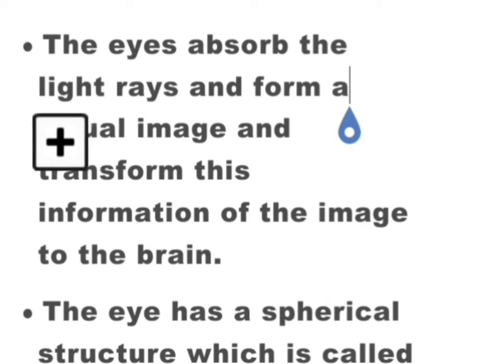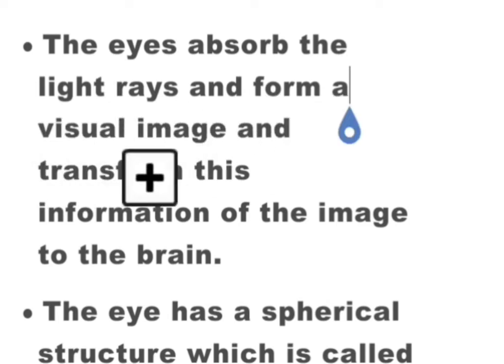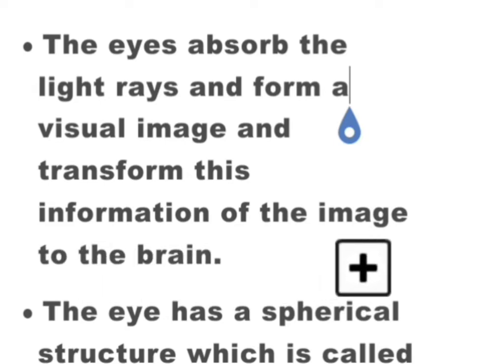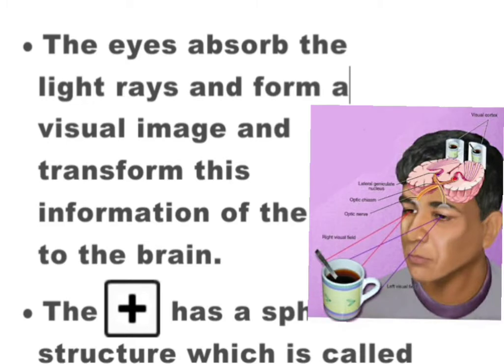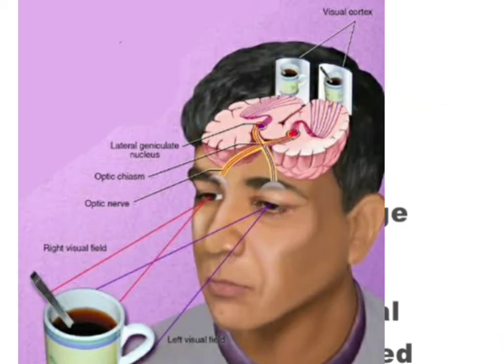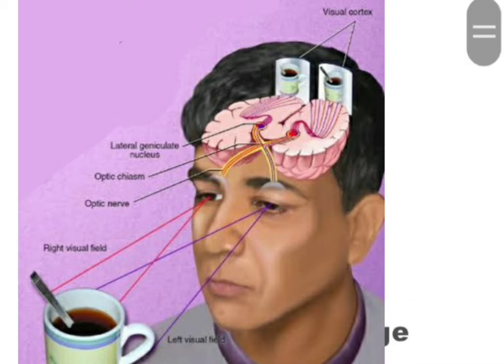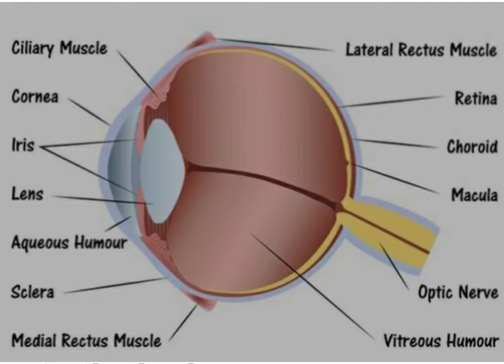Now, the eyes absorb the light rays and form a visual image and transfer the information of the image to the brain. It means when light rays from objects enter into our eyes, the eyes form a real image. Our eyes form a real image inside, and the information of this image is sent to the brain, and the brain recognizes the image.